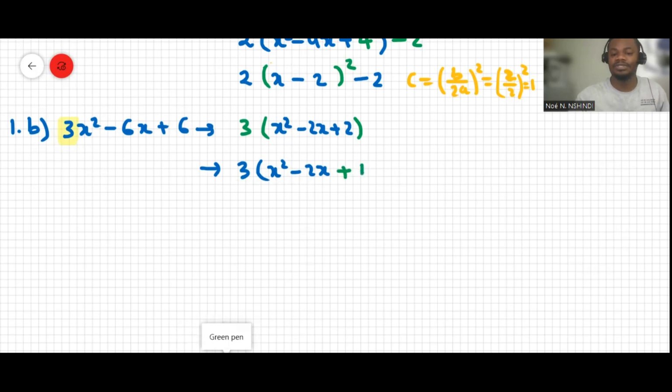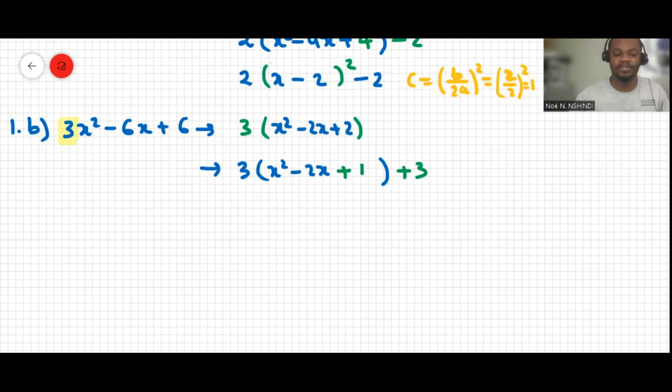But note that if I add 1 here, it's not just 1 that I add, because there's a 3 outside the bracket. The 3 times everything here. I placed 3 there, but I need to get a positive 6. So if I add 3, I must also add another plus 3 there. So then I'll have 3 plus 3, which makes 6.